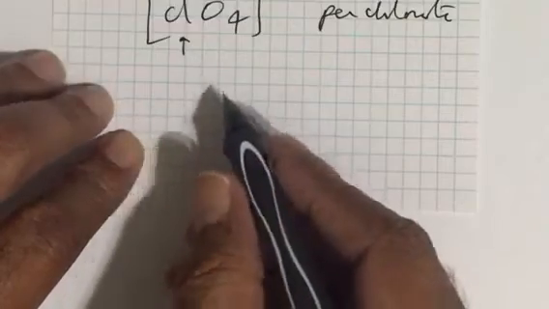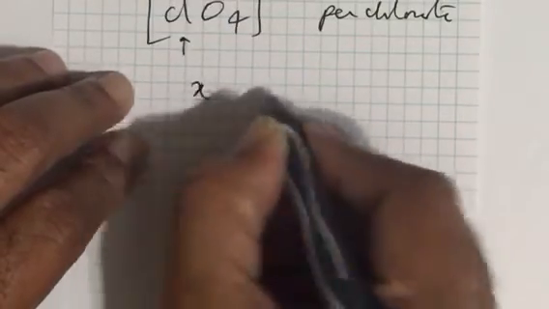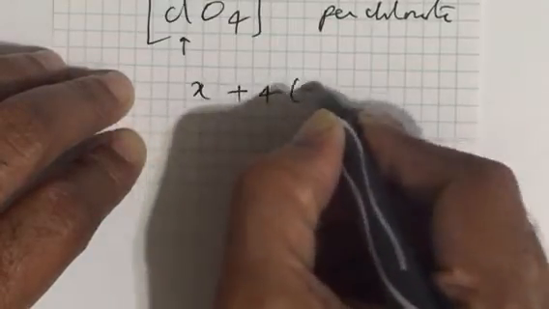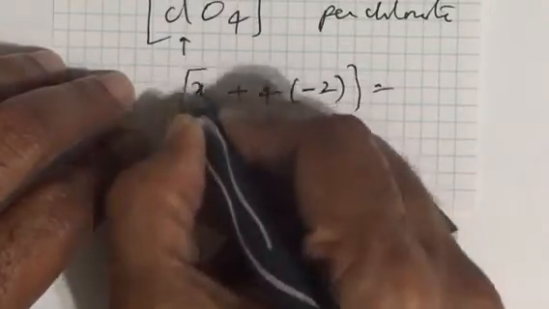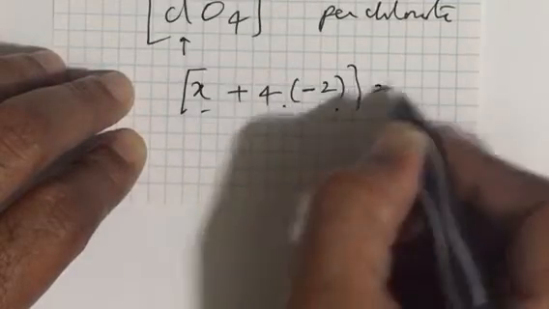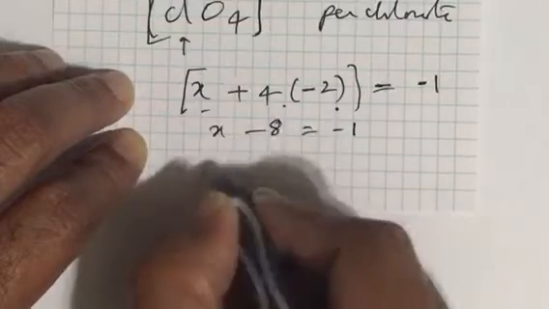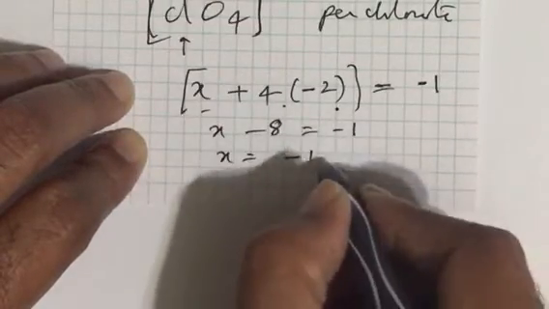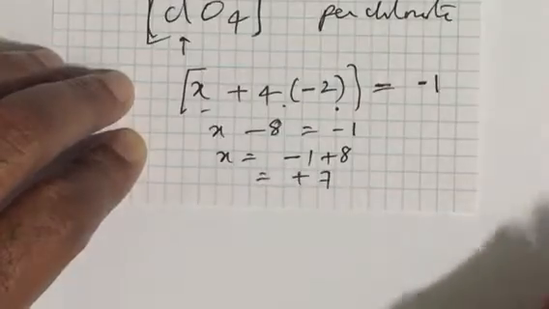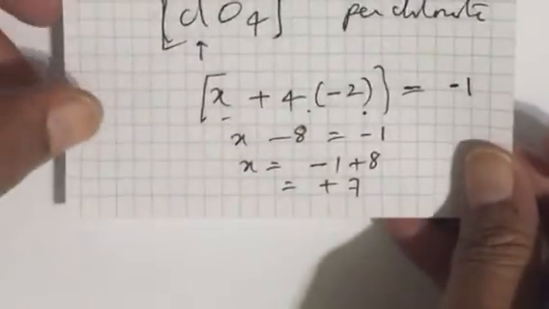We can also find the oxidation number of, for example, Cl in ClO4 minus. It is called perchlorate. Because we don't know the oxidation number of Cl, let us say it is X plus there are 4 oxygens, that is 4 times minus 2, is equal to the sum of all oxidation numbers. In a neutral molecule it is 0, but because it is a minus ion, it is equal to minus 1. Therefore, X minus 8 is equal to minus 1. X is equal to minus 1 plus 8, that is equal to plus 7. This way you can work out the oxidation number of Cl.